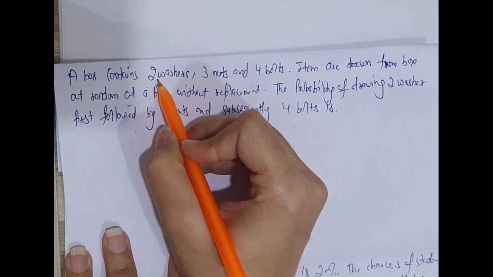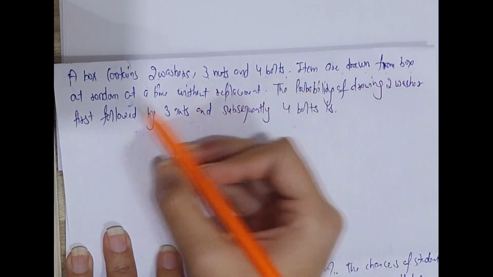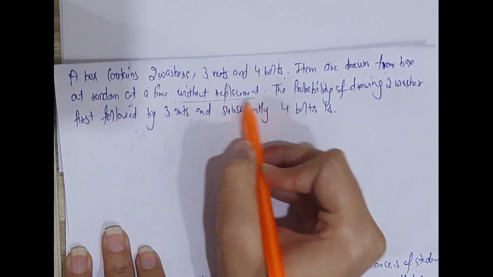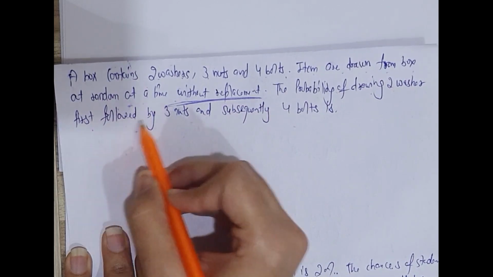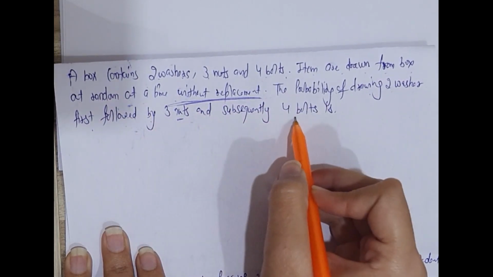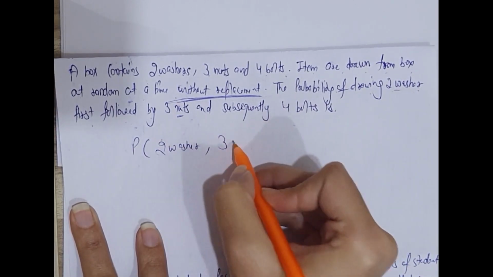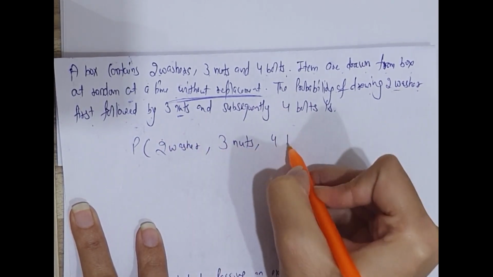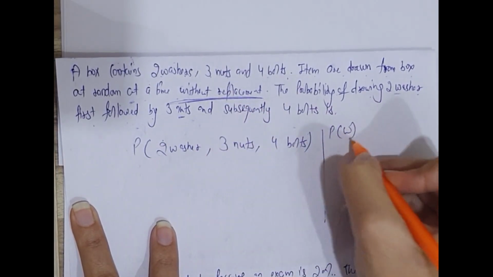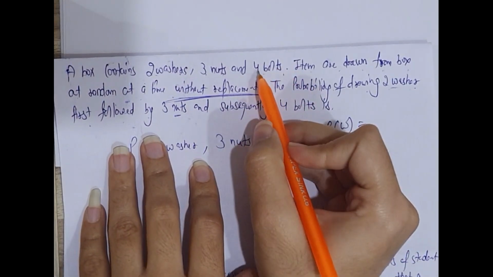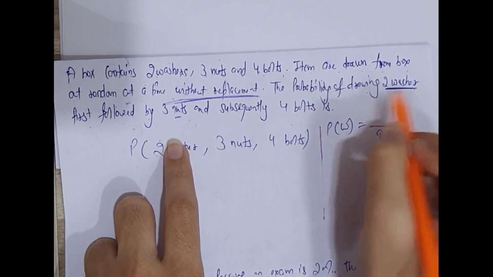A box contains 2 washers, 3 nuts and 4 bolts. Items are drawn from the box at random one at a time, here without replacement. What is the probability of drawing 2 washers first, followed by 3 nuts and sequentially 4 bolts? The probability of finding 2 washers, 3 nuts and 4 bolts. Now see, the probability of finding washers in a box. How many items are there? Here in the box 9 items are there. Now the probability of finding 2 washers.